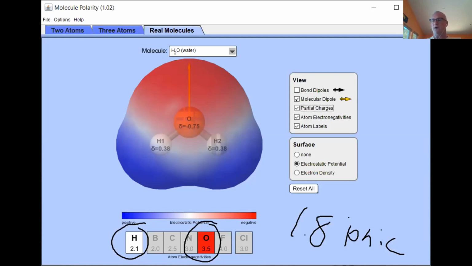So basically, on one side of the molecule, I have oxygen, and on the other side, I've got hydrogen. They're on opposite sides, right? Because they're not in a line. If they were in a line, we wouldn't have opposite sides. One side would be exactly the same as the other. But since they're bent, I now have opposite sides.